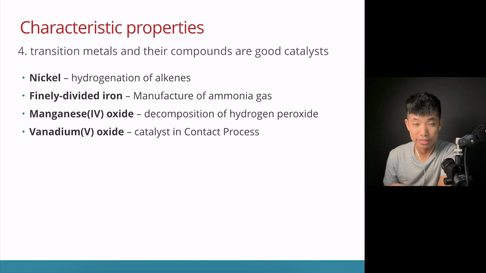Vanadium oxide is used as a catalyst in the contact process. This is not in syllabus, but it's the process that is used to manufacture sulfuric acid. So you see, it's not just the metals, but also their compounds that are good catalysts. Okay, I'll show you some more examples.